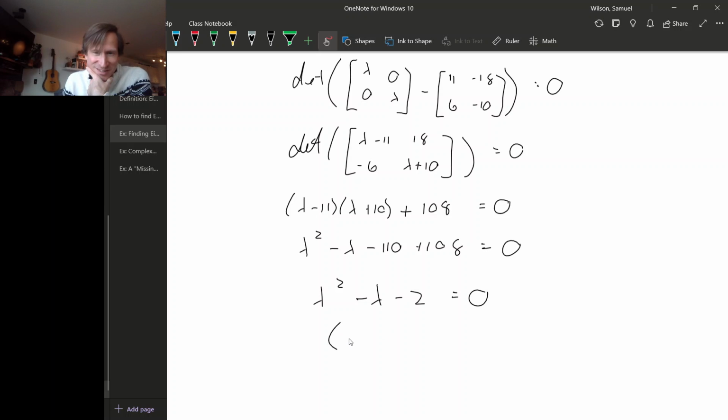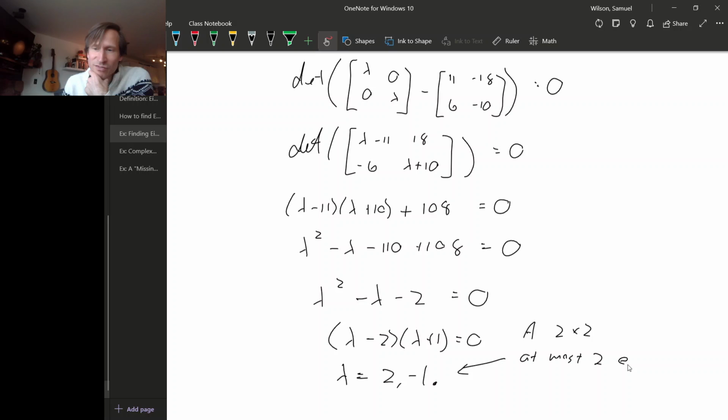This factors, because I cooked this example up special so that it would. So this is lambda minus 2 times lambda plus 1. And so we get two eigenvalues, 2 and minus 1. Notice that since our matrix was 2 by 2, the characteristic polynomial is degree 2, so we're going to have at most 2 eigenvalues. If you have a degree 2 polynomial, you can have at most 2 solutions, maybe just one solution if there's a repeated solution, and maybe no real solutions. But for this example, we got two real eigenvalues.